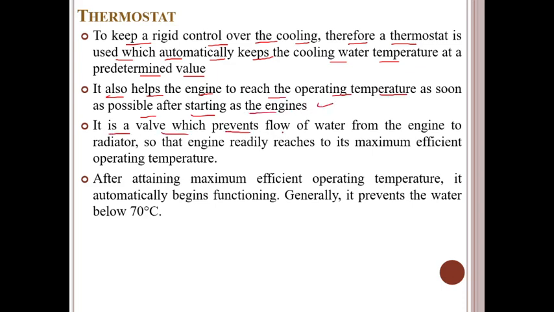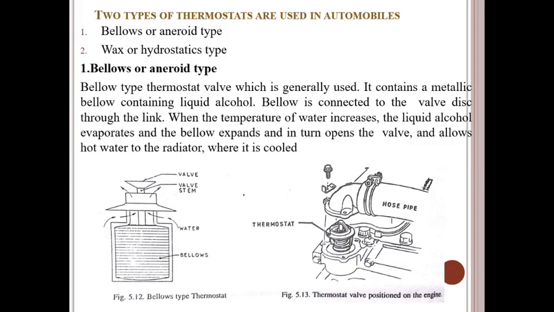It is a valve which prevents the flow of water from the engine to the radiator, so that the engine readily reaches its maximum efficiency operating temperature. After attaining the maximum efficient operating temperature, it automatically begins functioning. Generally, it prevents the flow of water below 70 degrees Celsius. So, these are the simple types of thermostat.